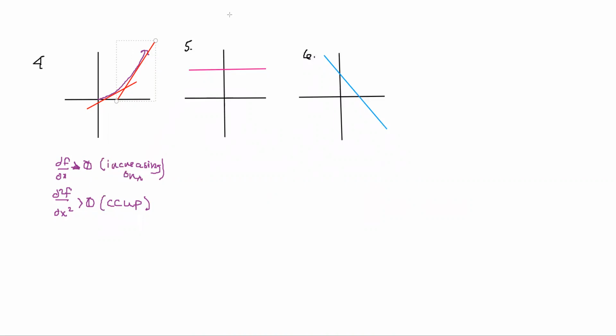But what about number 5? 5 is just constant. So what is the first derivative? Would it be 0? Because m, the slope of this line, doesn't change. It is constant. So what does that say about the second derivative? Well, there's no concavity to the line.